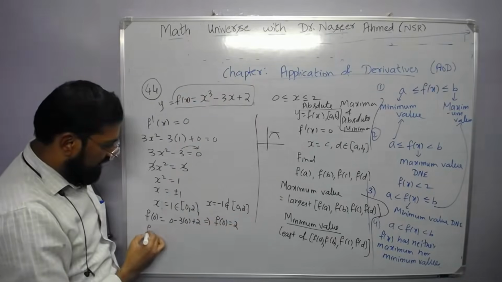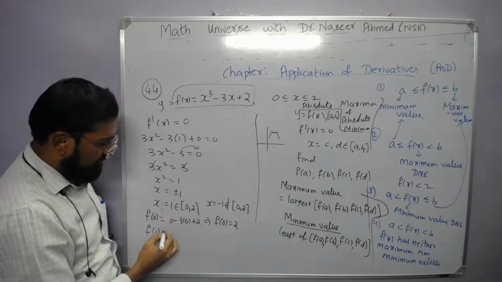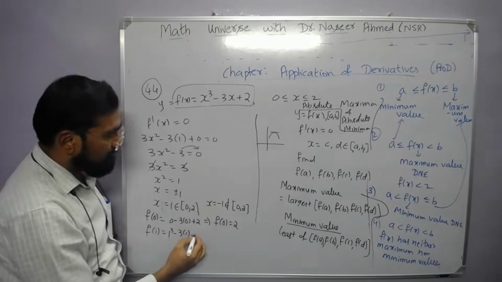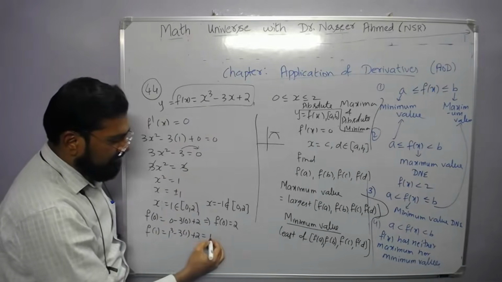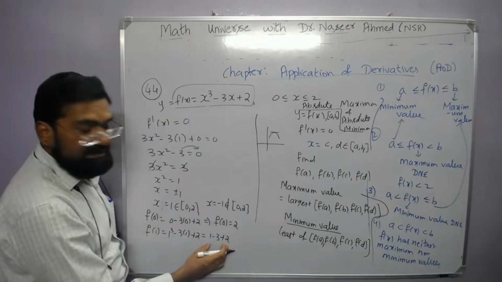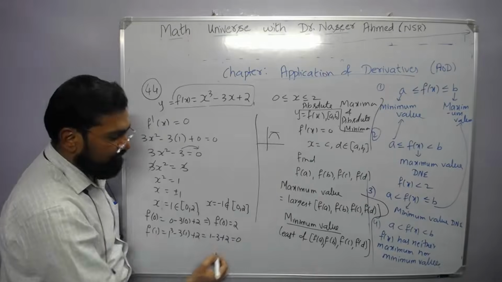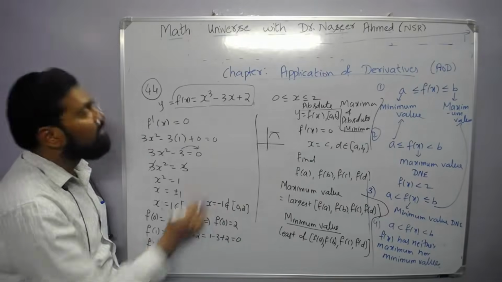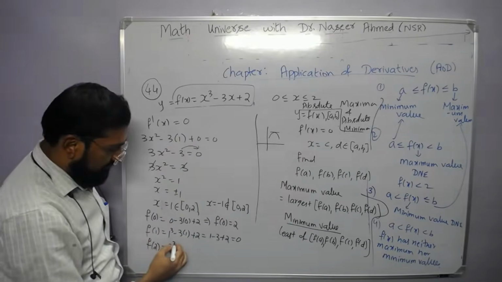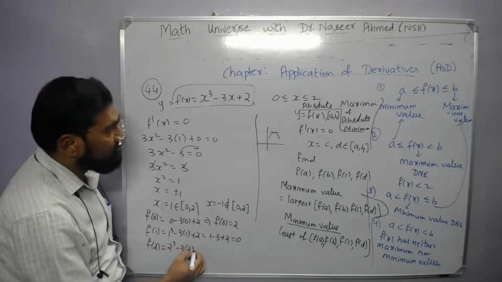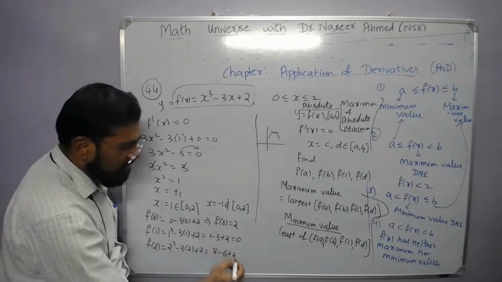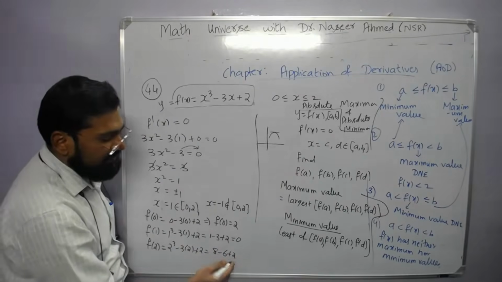What is f of the next one? Put here 1 cube minus 3 into 1 plus 2. So 1 cube is 1, then minus 3 plus 2. 1 plus 2 is 3. 3 minus 3 is what? 0. Next, f of 2. Put here 2 power 3 minus 3 into 2 plus 2. 2 cube is 8 minus 6 plus 2. So 8 plus 2 is 10. 10 minus 6 is how much? 4.